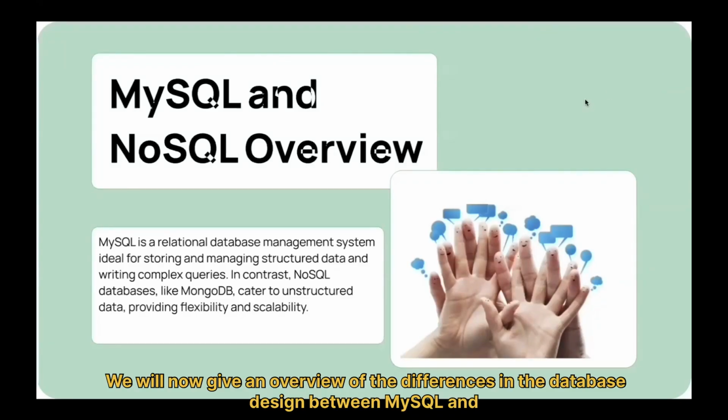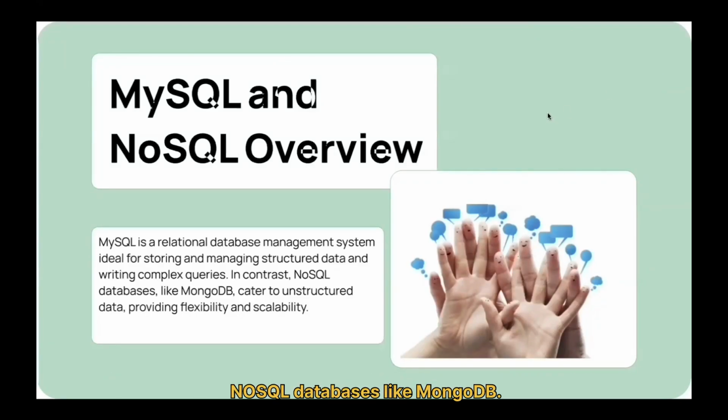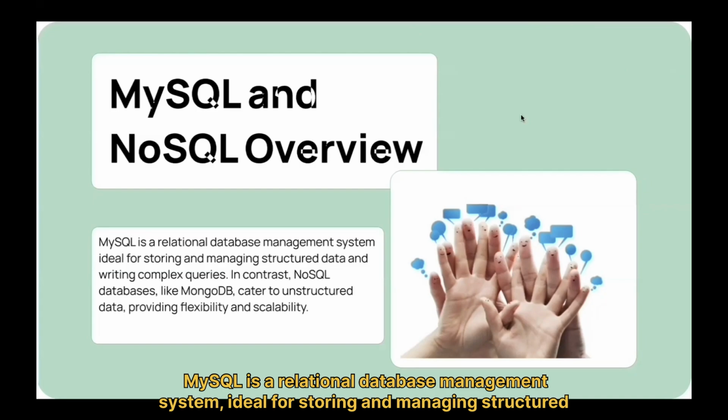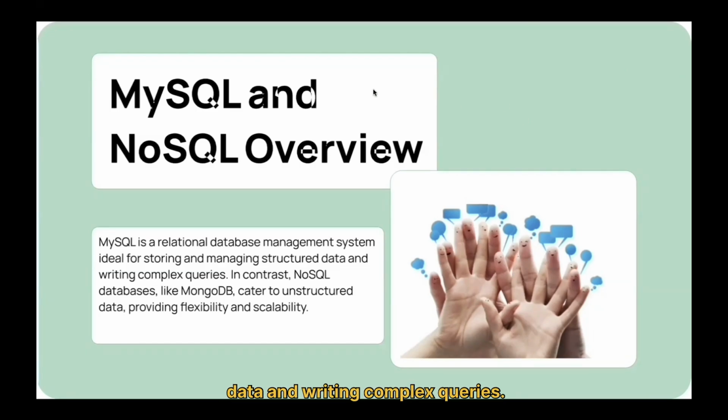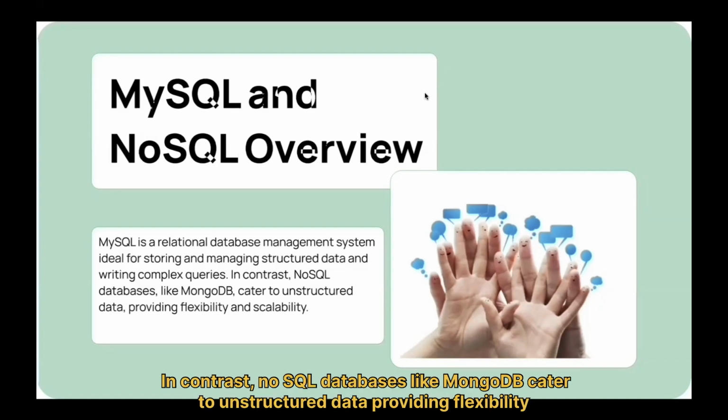We will now give an overview of the differences in the database design between MySQL and NoSQL databases like MongoDB. MySQL is a relational database management system ideal for storing and managing structured data and writing complex queries. In contrast, NoSQL databases like MongoDB cater to unstructured data, providing flexibility and scalability.